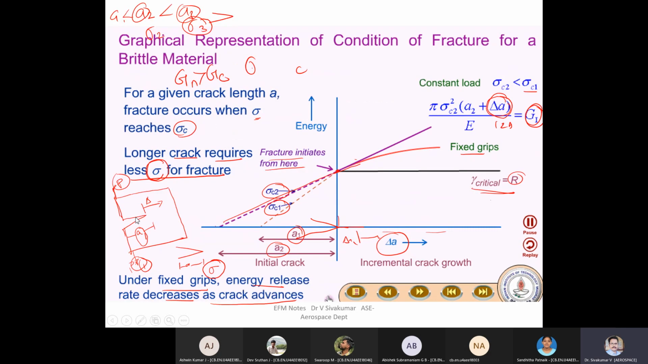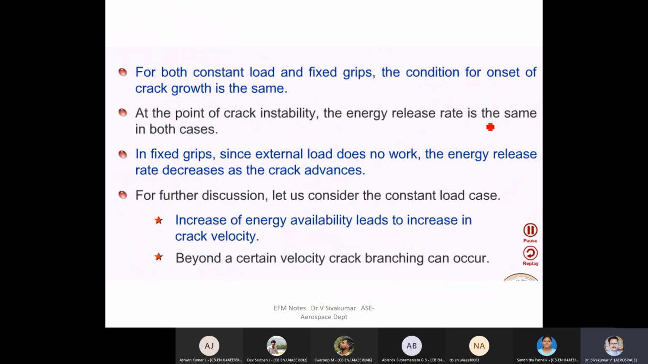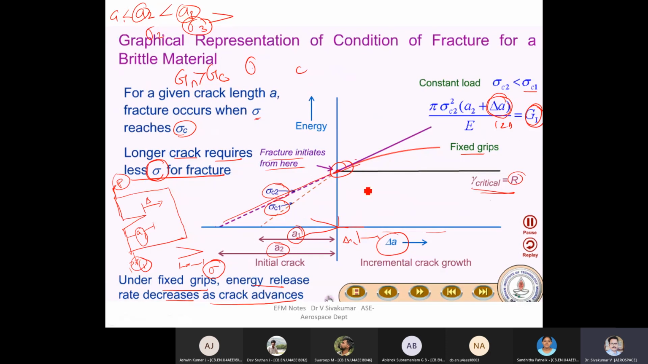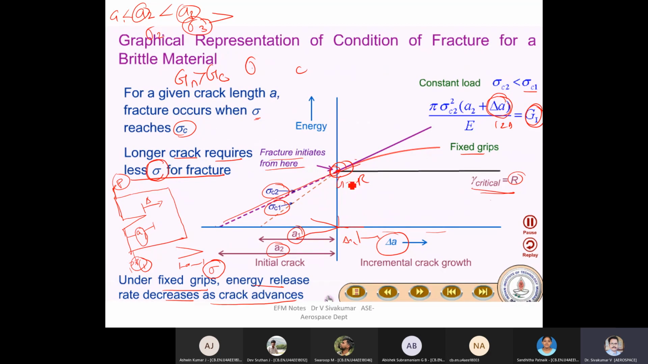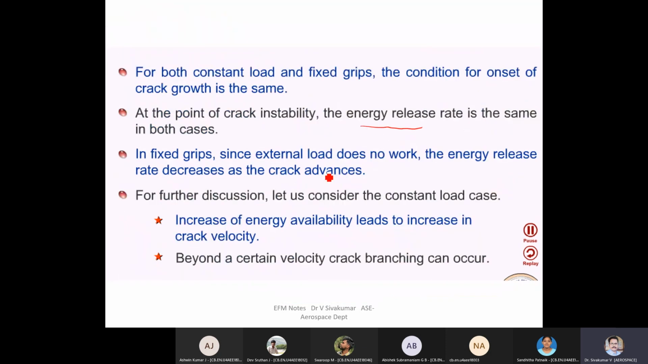You can see here that the onset of crack growth is the same. For both fixed grip and constant load, the condition for onset of crack growth is the same because G is equal to R. There is no difference until this particular point. At the point of crack instability, the energy release rate is the same in both cases. You can see here it touches the same point.